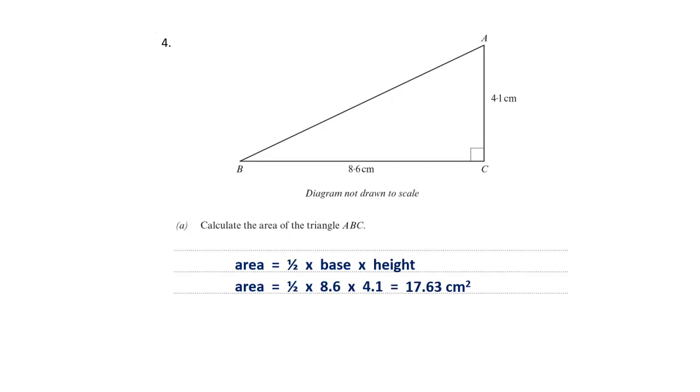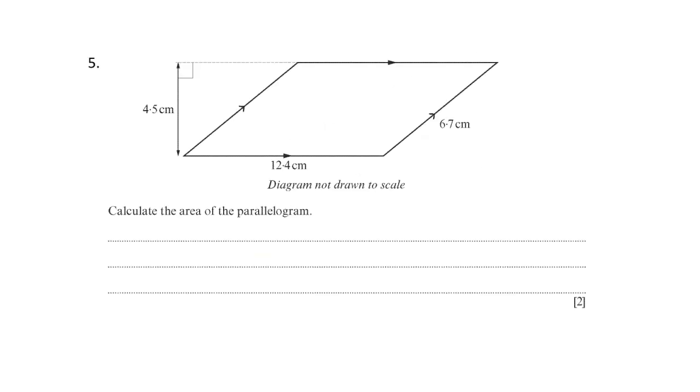Excellent. Let's have a look at the parallelogram. Now we know they're trying to confuse us here. We know the area of the parallelogram is the base times the height. Which one's the height? Is it 6.7 or 4.5? It's 4.5. Okay, it's not the slope 6.7, it's the vertical 4.5. So there we go. Multiply those out and we get 55.8 centimetres squared.